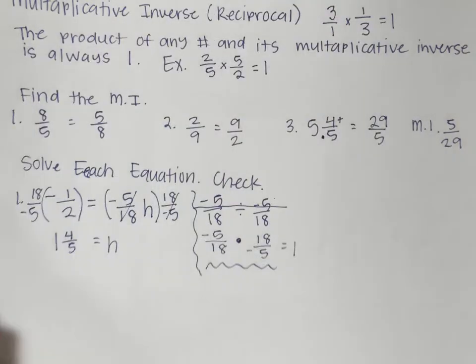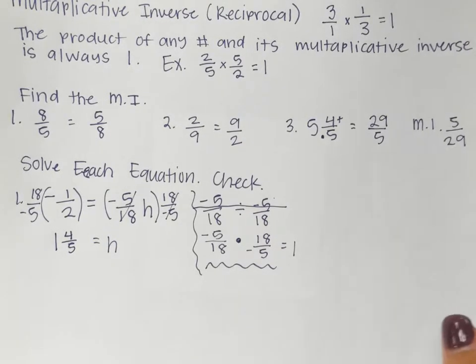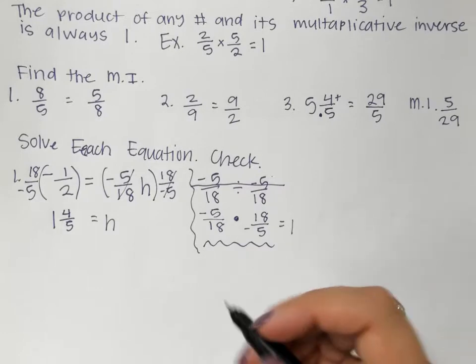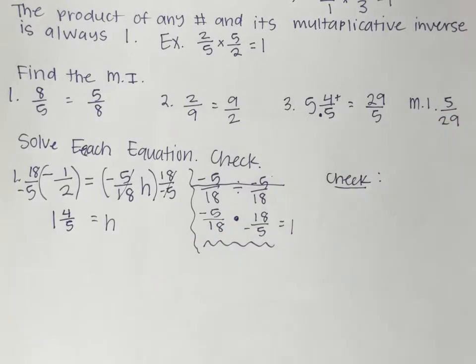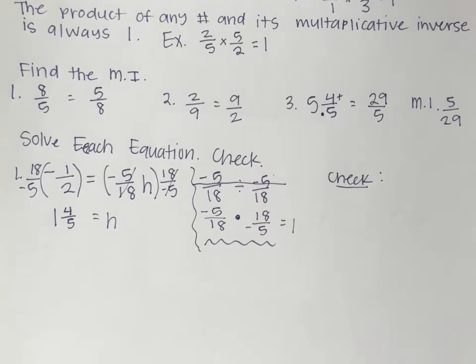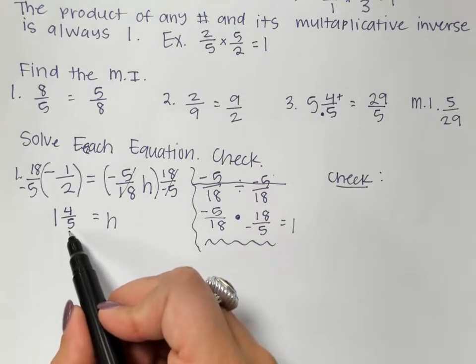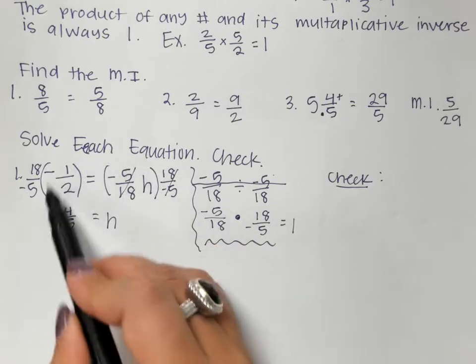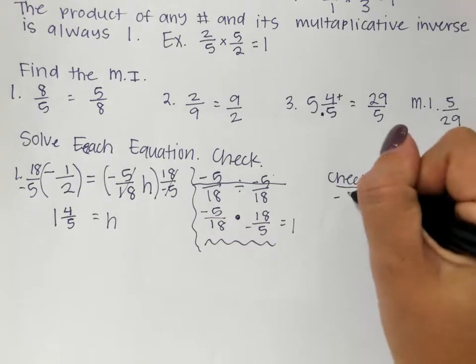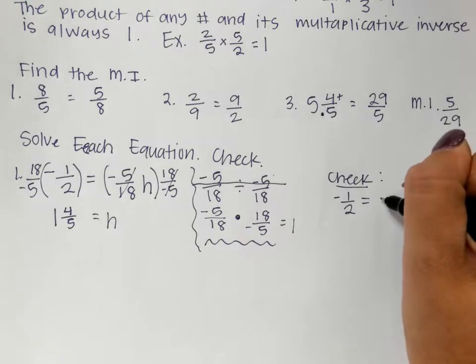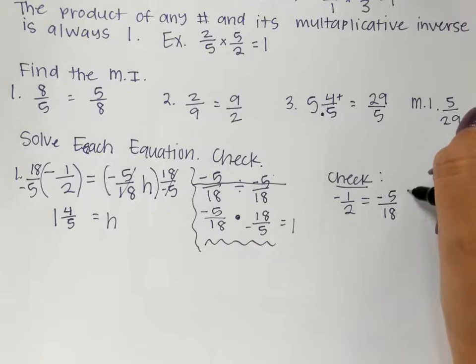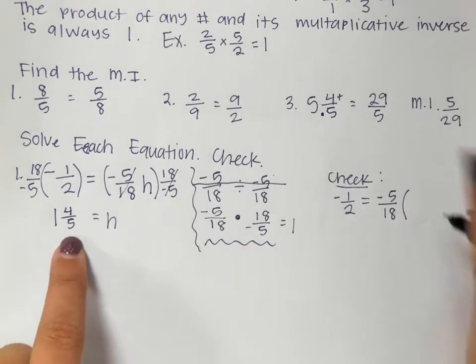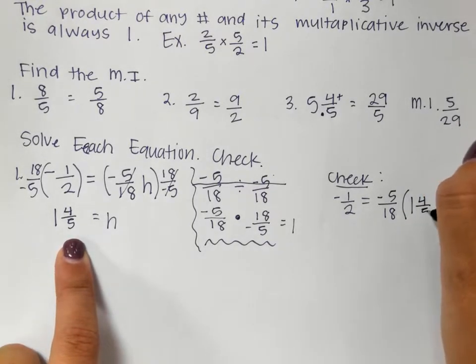Alright, so I got 1 4/5 for H. Am I done yet? I need to check it. So I'm going to come over here and check it. So if I do that, that means I'm just plugging in 1 4/5 into H. So I'm looking at my original equation of negative 1/2, which is equal to negative 5 over 18, H. I'm plugging in for H. So that means I'm plugging in 1 4/5.